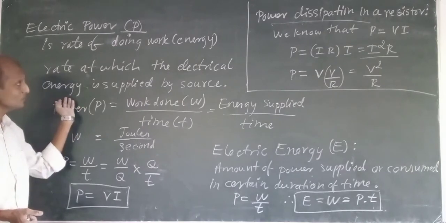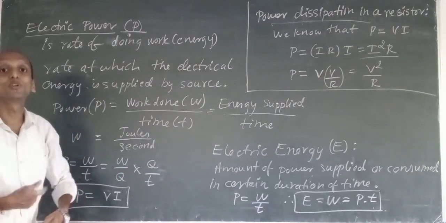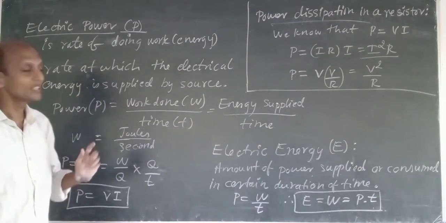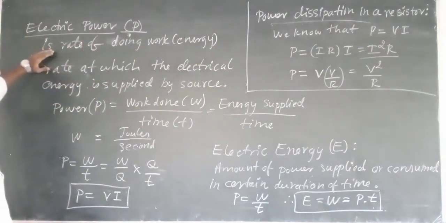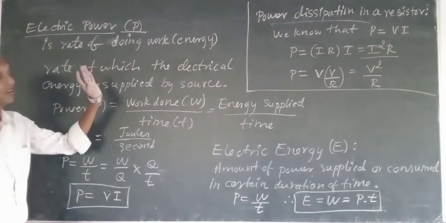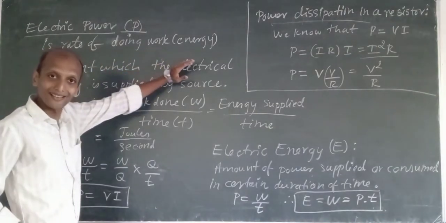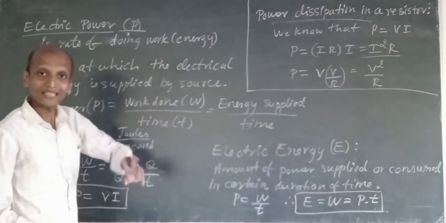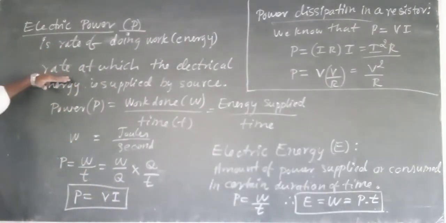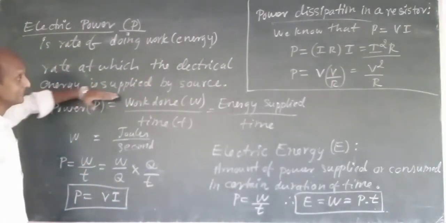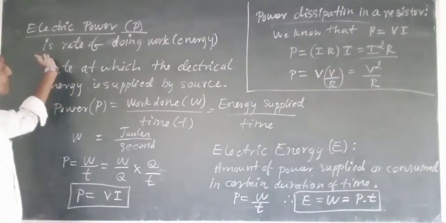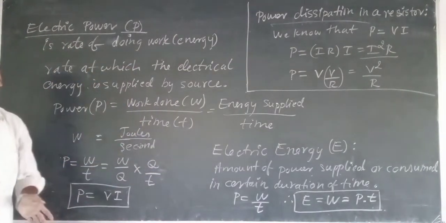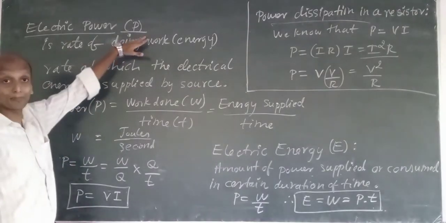The more electrical energy supplied, the more power is consumed. So we can define electrical power as the rate of doing work, or energy. Work and energy are both equivalent things. The rate at which electrical energy is supplied is said to be electrical power, or the rate of doing work. It is denoted as P.